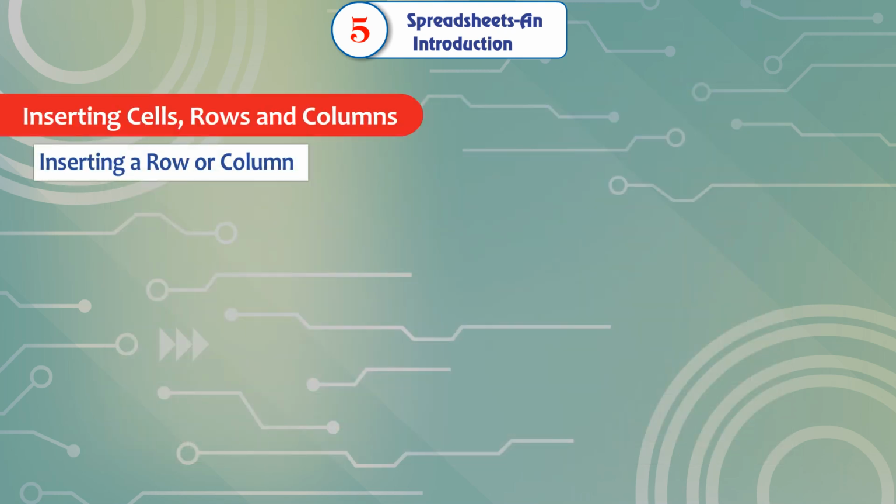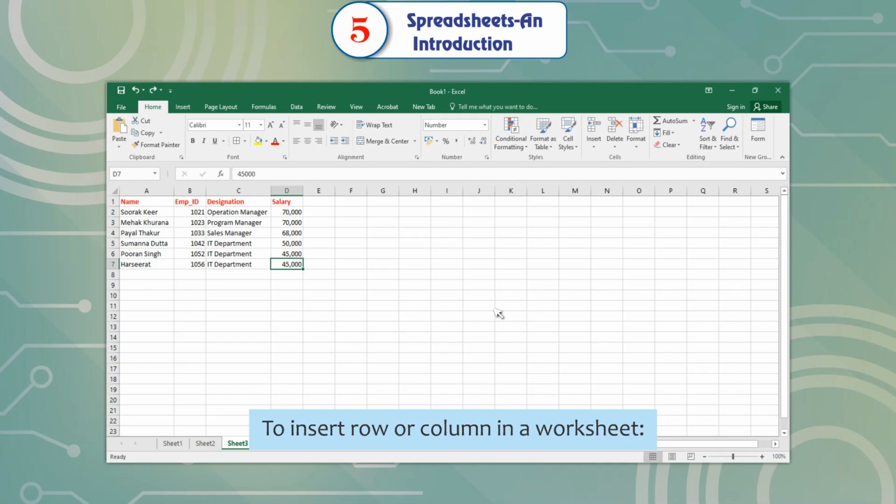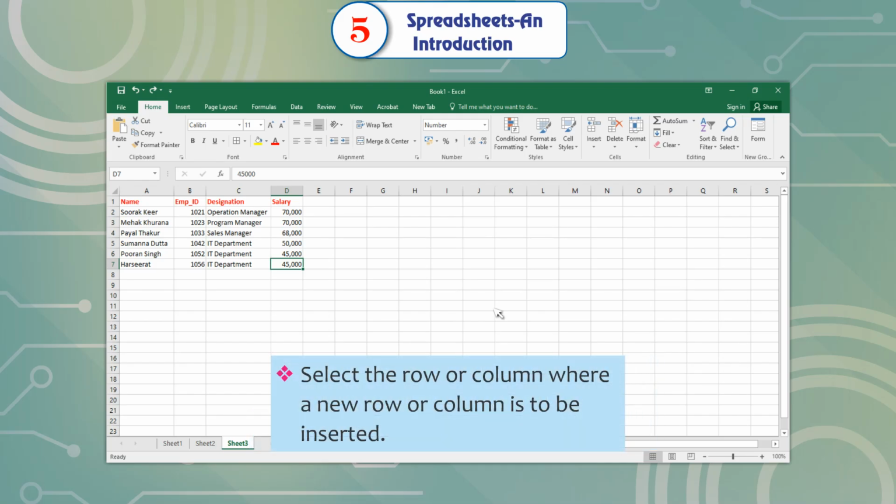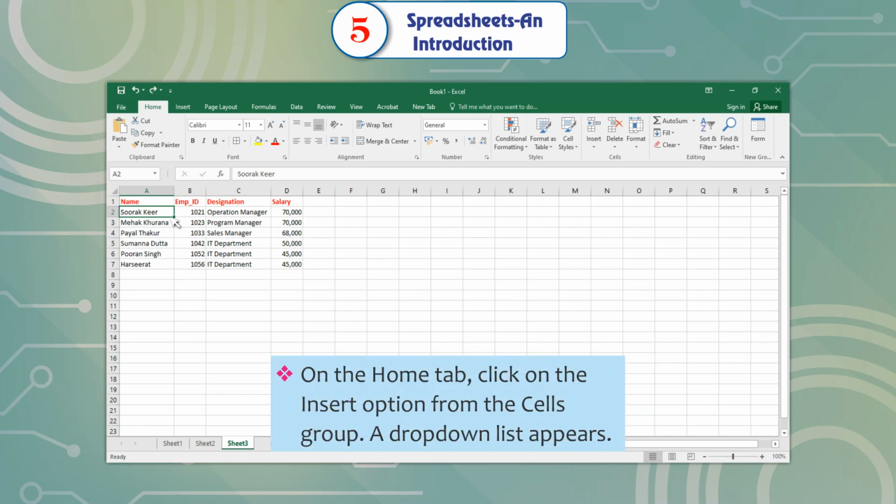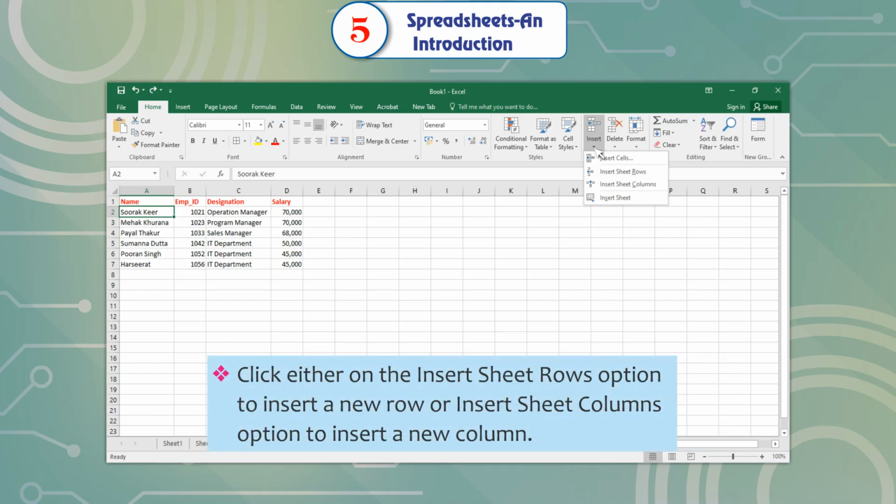Inserting a row or column. To insert a row or column in a worksheet, select the row or column where a new row or column is to be inserted. On the Home tab, click on the Insert option from the Cells group. A drop-down list appears. Click either on the Insert Sheet Rows option to insert a new row or Insert Sheet Columns option to insert a new column.